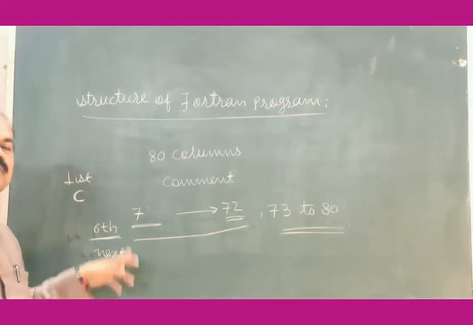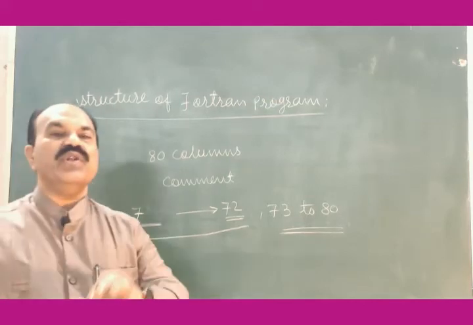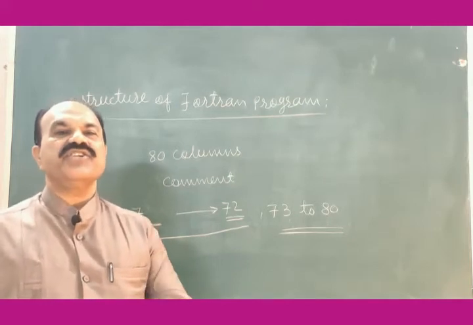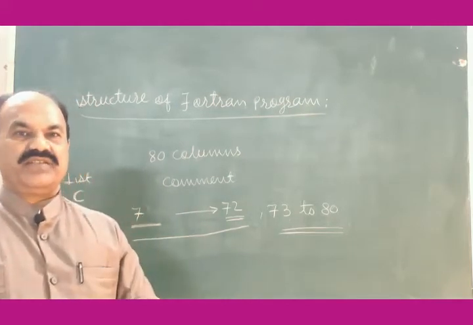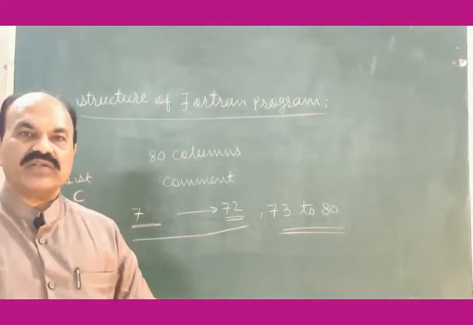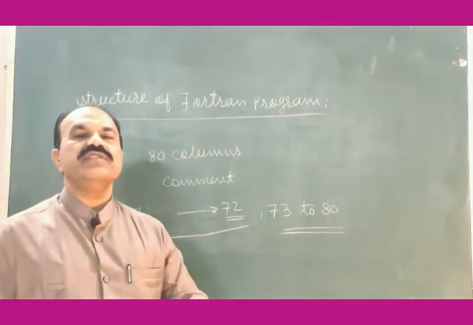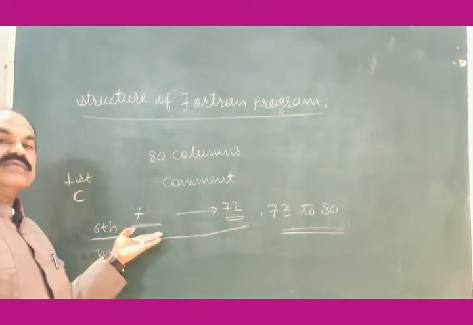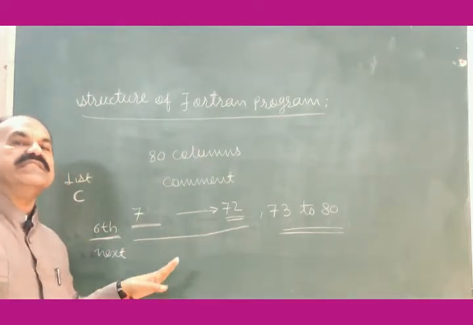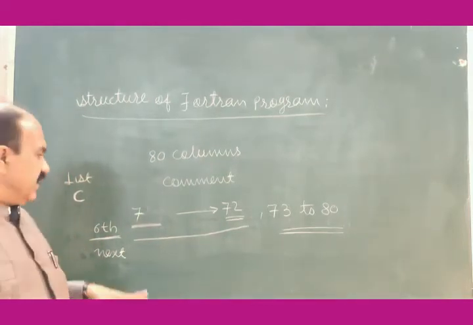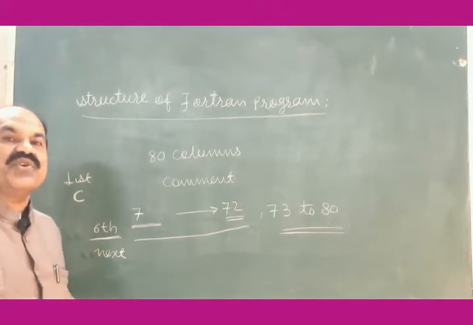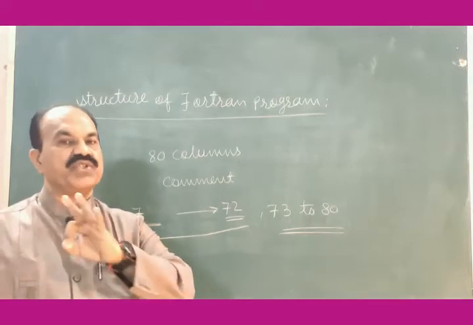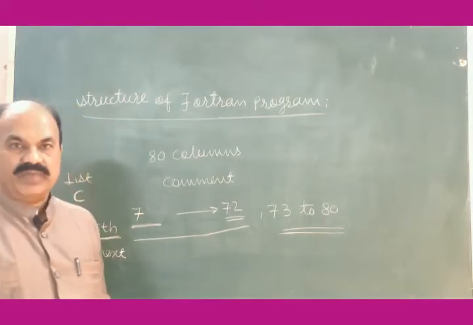The 6th column of the coding sheet is only used to specify continuation of a Fortran statement from the earlier line to the next line. Column number 6 is not used for any other purpose.